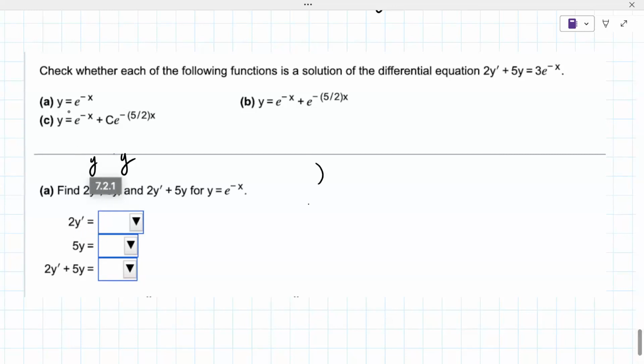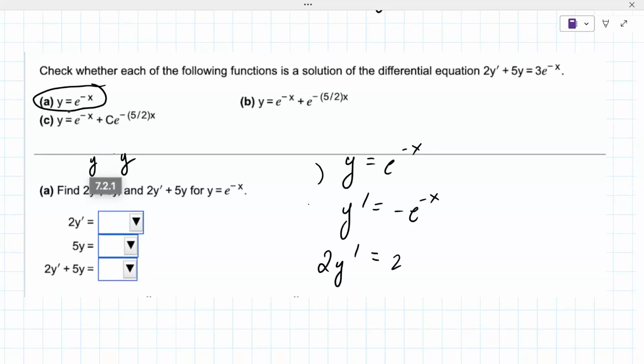So what they want you to do for part A, this is all referring to this one up here, is figure out what is y prime. So y is minus e to the minus x. And then 2y prime is just multiplying it by 2, so it ends up being minus 2e to the minus x. Just verify for me that in the drop down, there's a minus 2e to the minus x. Yes. Okay. All right, good.